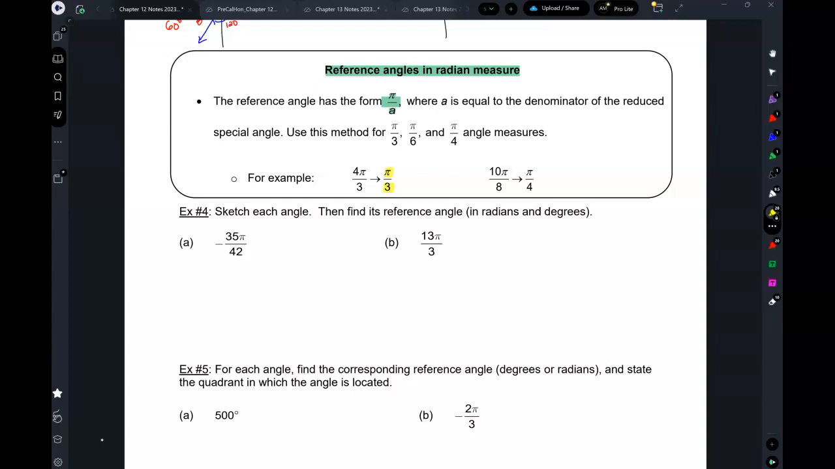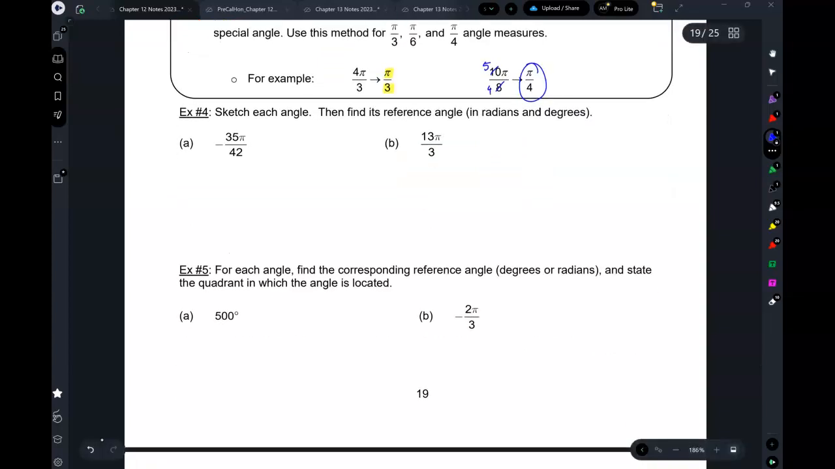That's it. Here too. Okay, so now 10 pi over 8, right? 10 pi over 8 technically is not reduced. When you reduce it, this becomes 5 pi over 4. That's reduced. And the reference angle is just pi over 4, right? Okay, so far, the radians have it, 0 to 1 here, okay? Okay, so sketch the angle, then find the reference angle.